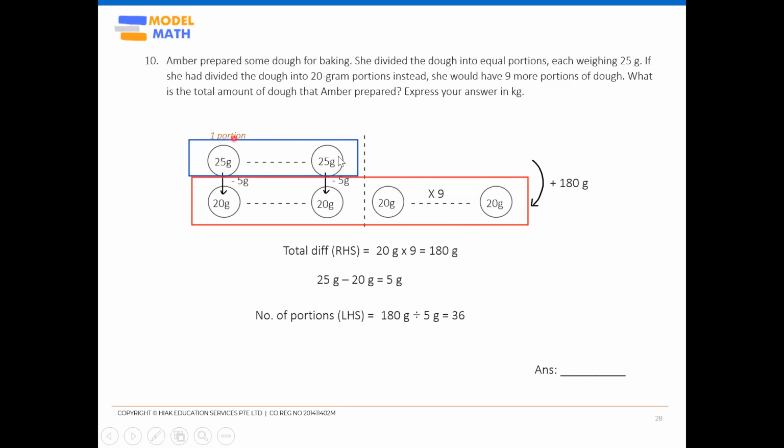If you look at the top one, each portion is 25 grams. And now I know on the left-hand side, there are 36 portions. So times 36 here. In other words, to find the total mass of dough, you just need to take 36 multiplied by 25 grams. If you would like to use the second scenario, you can also take 36 times 20 and then plus another 180 grams on the right-hand side. The question is asking for kg, so do convert your grams to kg. Grams to kg is a division of 1,000, which will give us 0.9 kg.